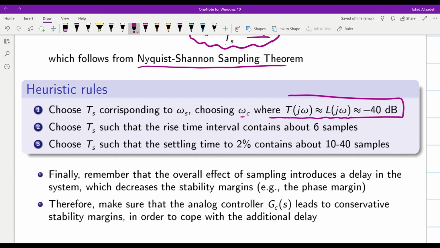We choose Ts such that the rise time interval contains about 6 samples. So during the rise time interval, we should have around 6 samples. And also we should choose Ts such that the settling time to 2% contains about 10 to 40 samples. So these are some heuristic rules in choosing the sampling time.